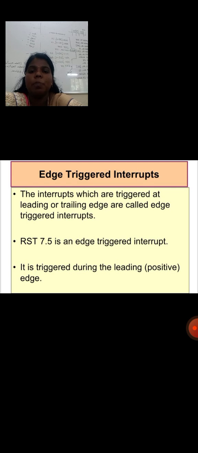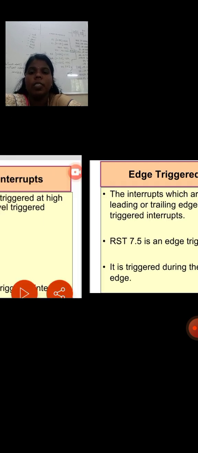Edge triggered interrupt. This is another type of interrupt in 8085. Edge triggered interrupts are those which are triggered at the leading or trailing edge. The example for edge triggered interrupt is RST 7.5. It is triggered during the leading edge, that is nothing but the positive edge.